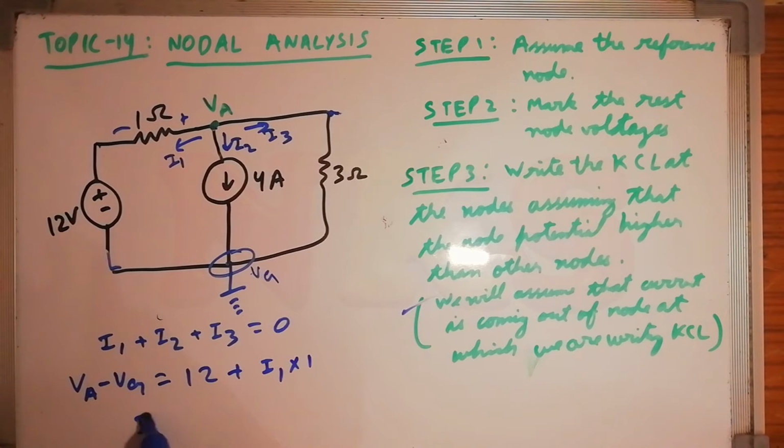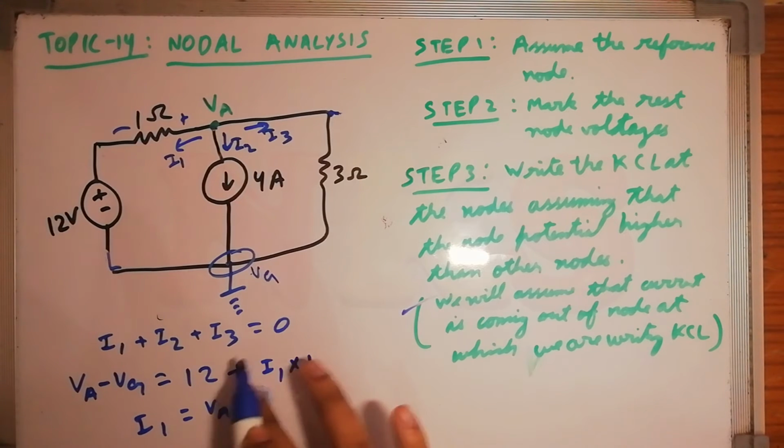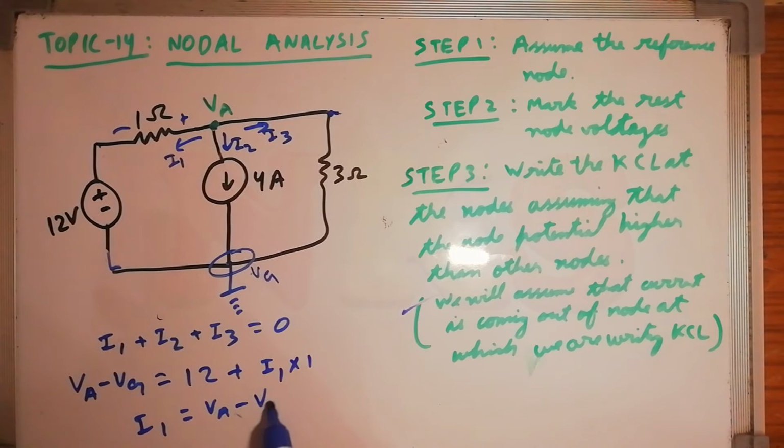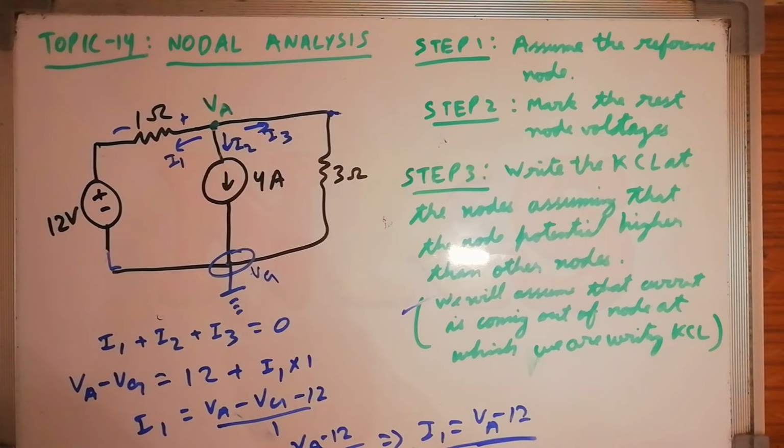So what is I1 from here? VA minus VG. I1 will be VA minus VG minus 12 by 1. So it can be written as, VG is 0, so VA minus 12 by 1. That is, I1 is equal to VA minus 12. Okay, so this is how I have found I1.